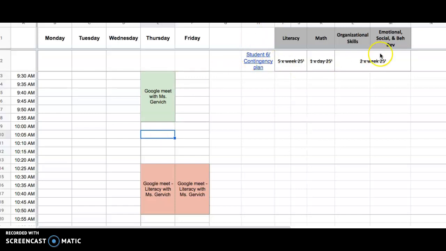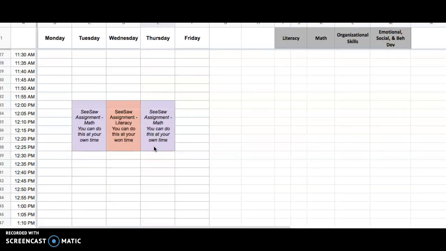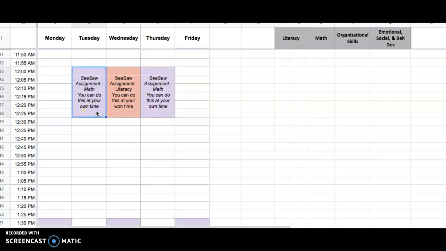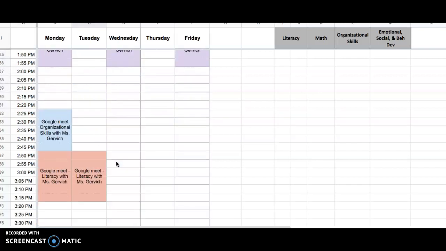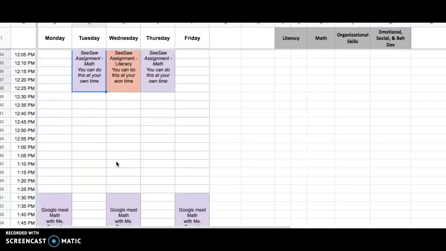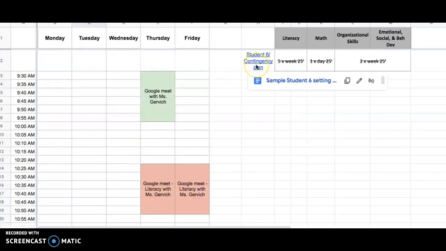I just copy pasted the amount of minutes that each student receives to make sure that they were all in here. Like I said, Seesaw assignments. I'm going to provide these for my students, so you can do this at your own time. And the last piece would be the contingency plan. Every student is going to have a contingency plan, and I will show you that in a second for this same student.